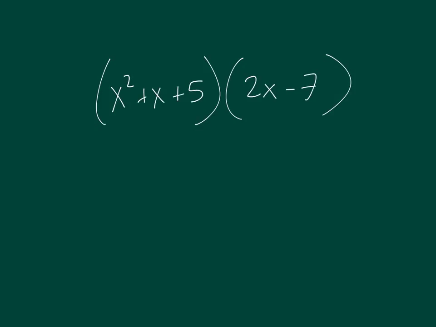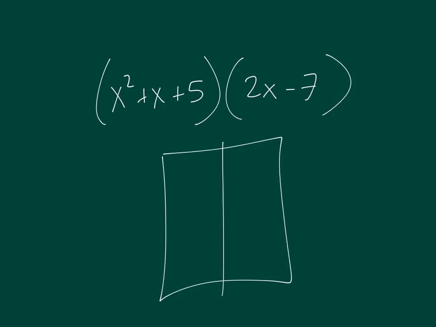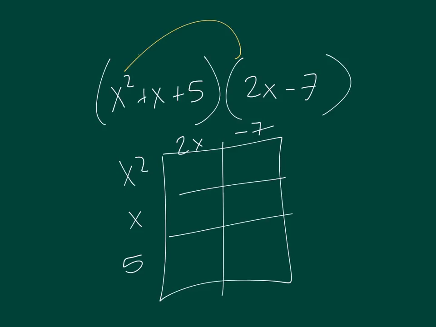So something like this, we've got a trinomial times a binomial. You could use your table method, like that. X squared, x 5, 2x, and negative 7 there, and literally go through, or distribute once, distribute twice, distribute 3 times. Collect all like terms. Okay, collect all like terms afterward.